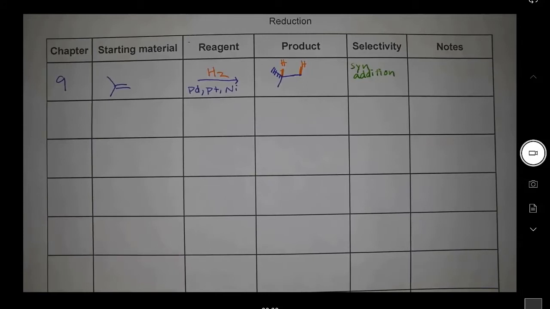So if you needed to do anything where you had a double bond, and next chapter we'll see triple bond, you need to reduce that to the alkane, back to single bonds, you can use hydrogen with a metal catalyst. All right, questions, or is anybody still writing? All right, looks like nobody is still writing.